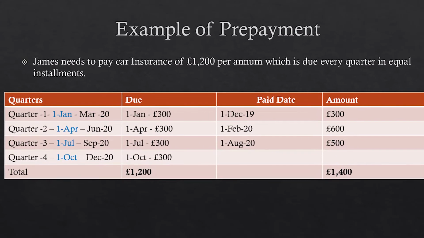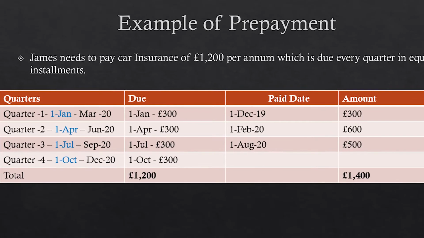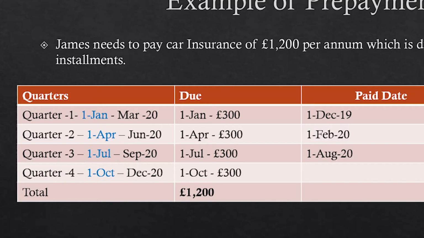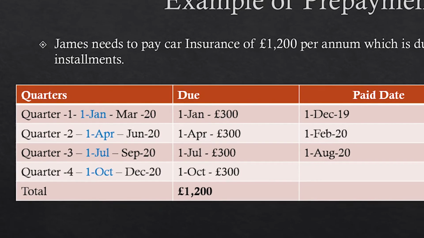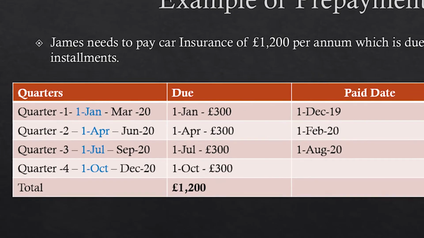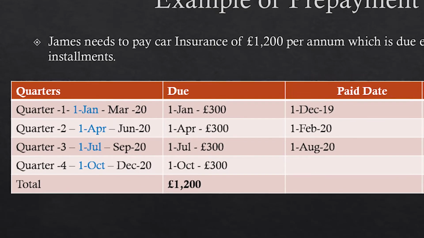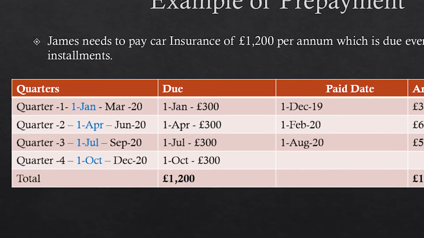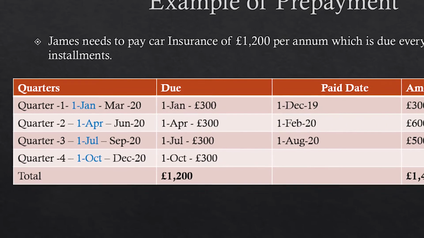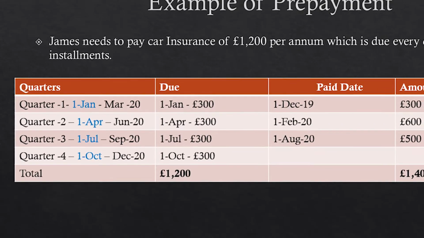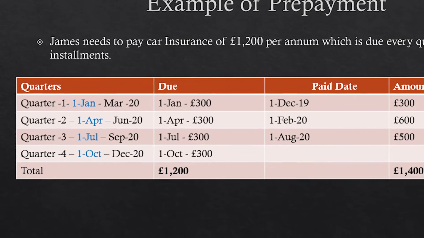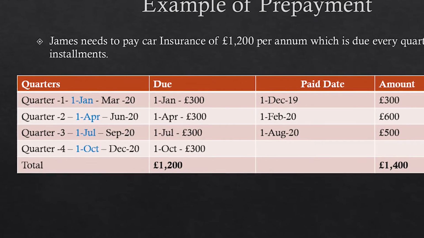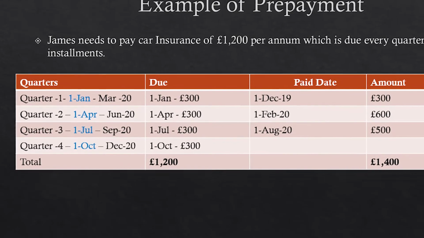Let's say James needs to pay for car insurance of $1,200 per annum, which is due every quarter in equal installments. So let's get the dates. The first quarter is January to March. What is due is normally at the first day in a period. Normally you pay insurance before; you don't necessarily have the service and then pay. So what is due is 300 on 1st of January, 300 on 1st of April, 300 on 1st of July, and 300 on 1st of October. Now let's look at when they're paid.